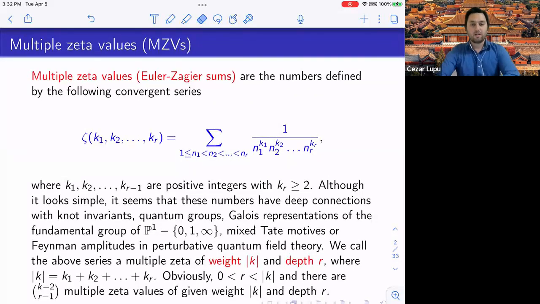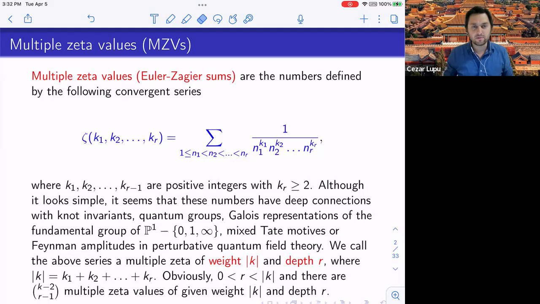So multiple zeta values are these numbers that you see here, zeta of k1, ..., kr, which are defined as these nested sums, right? The sum over all ni's, n1 less than n2 less than ... less than nr, of 1 over n1 to the k1 times ... nr to the kr. And to make it look convergent, we will require that all these ki's from 1 all the way up to r minus 1 are positive integers, and kr to be greater or equal than 2. Anyway, these numbers converge very slowly.